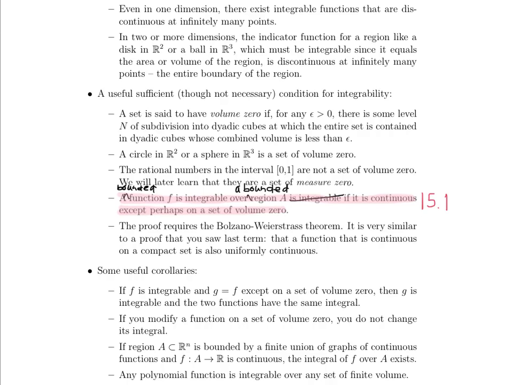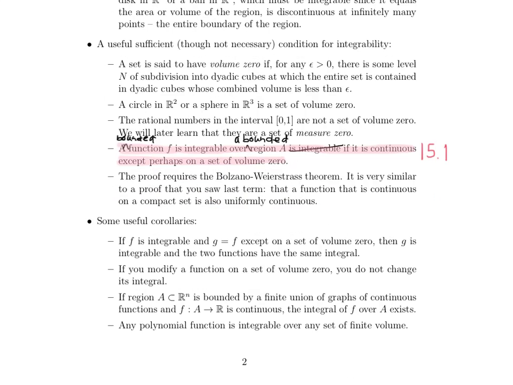Note that if you modify a function or change it on a set of volume 0, you do not change its integral. Also, if a region A is bounded by a finite union of graphs of continuous functions, and f is continuous over A, then the integral of f over A exists. Note that A is a region in the domain. So if you can take a region in the domain, bound it by a finite union of graphs of continuous functions, say something like the unit disk, these are the two functions that bound the unit disk. You could also think of the unit ball as bounded by z equals square root of 1 minus x squared minus y squared and negative square root of 1 minus x squared minus y squared.